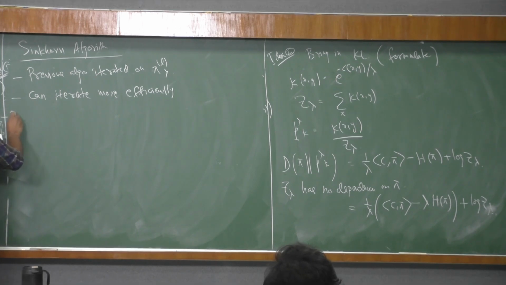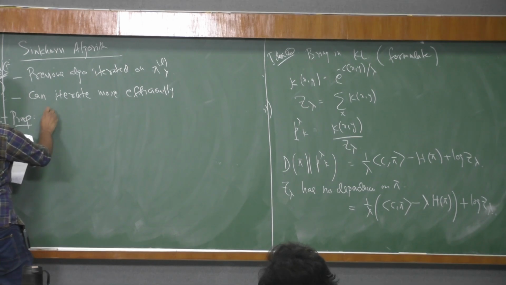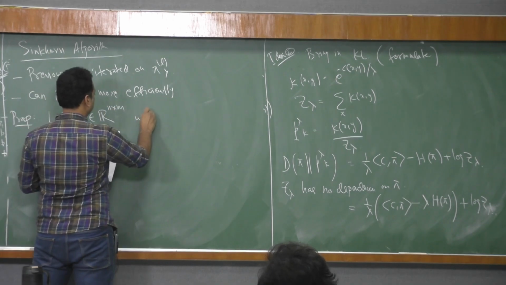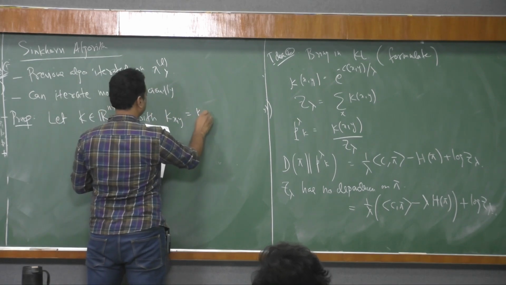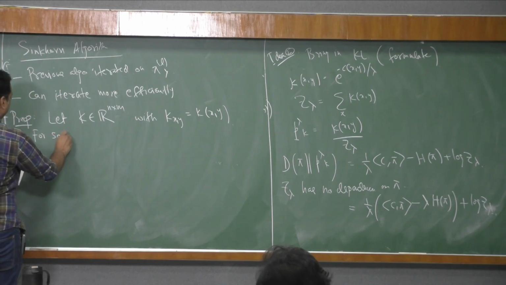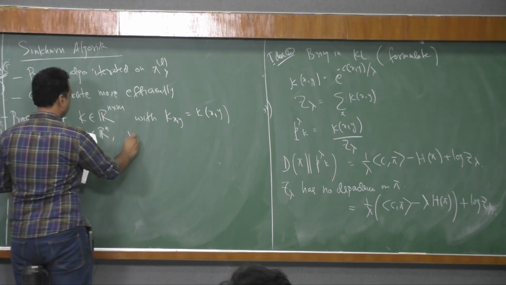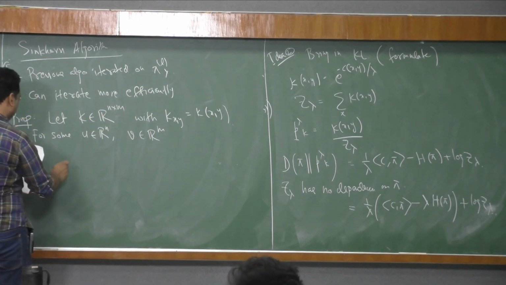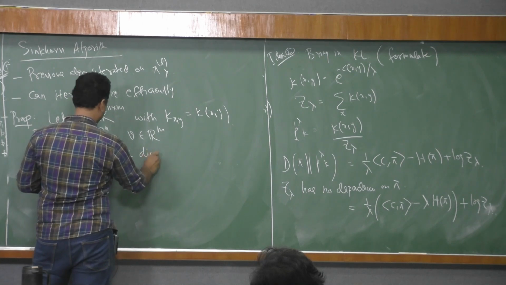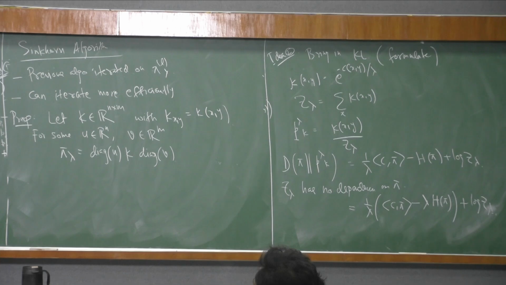This is given by this proposition. Let K be some n by m matrix with the entries of K defined by kxy, which is the xy entry. If you prefer the ij entry, you can do that also. For some u of length n and some v of length m, we can write pi lambda as diag of u, K, diag of v. This proposition says that the joint distribution can be seen as some simple scaling of the K matrix.